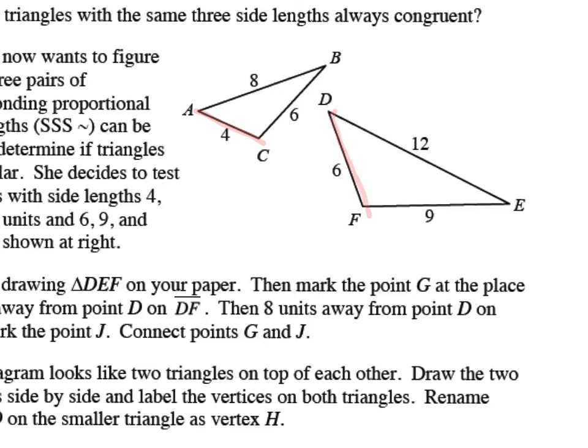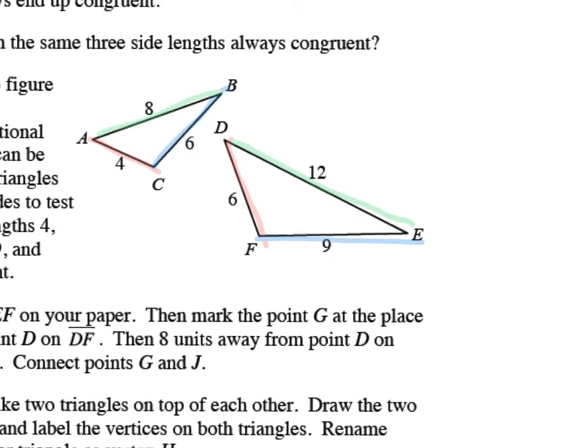Those are the shortest sides. Then I'm going to match up the next longest sides, which would be 6 and 9 in this case. And then I'm also going to highlight the longest side length in each triangle, which would be 8 and 12 respectively. And then I'm going to write out those proportions.